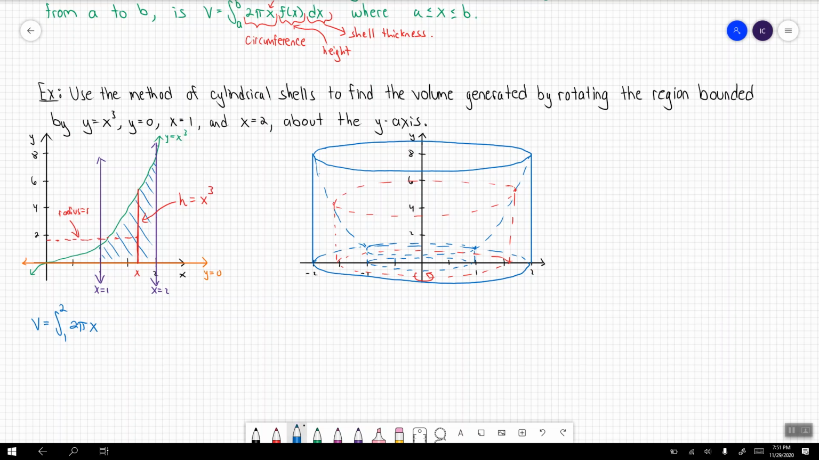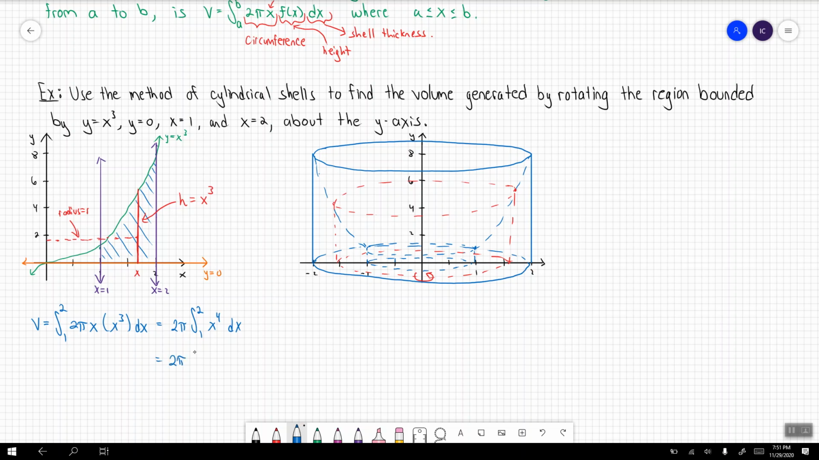Now we need the height. The height of the figure, as we found, was just x cubed. And therefore, all we need is the shell thickness, but that's just going to be accounted for with that dx. So we have the circumference using the radius of that shell, multiplied by the height as well. So all we have to do then is integrate. 2 pi is a constant, which means 2 pi can factor out, and we have 2 pi times the integral from 1 to 2 of x to the 4th dx.